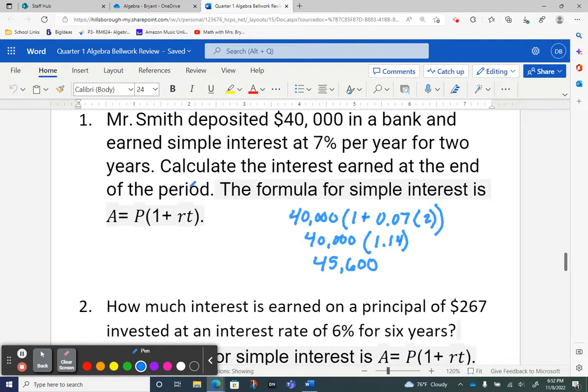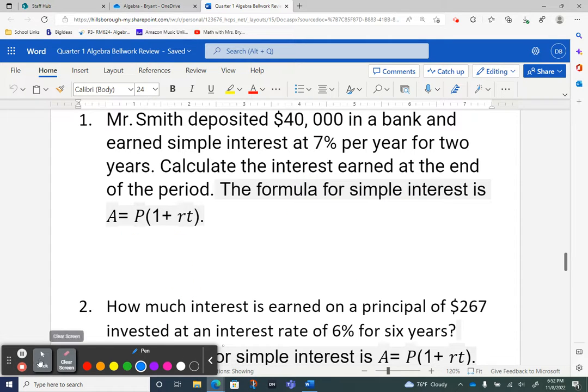But if I'm just wanting to know the interest, I have to take that 45,600 and subtract the original or principal of 40,000. My total would be 5,600. I don't know why my mouse is being so weird, but $5,600 is the interest earned at the end of that period.